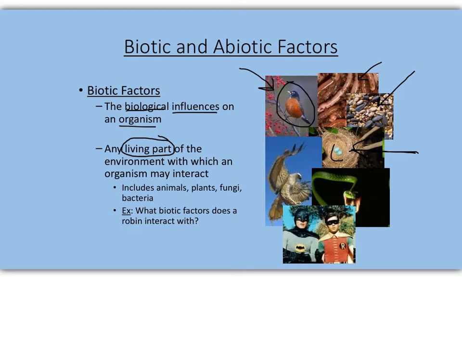These eggs would be biotic because they are currently alive. Now other animals can factor in too. Other birds, like these predatory birds, or a predator like the snake, would be a biotic factor. And then of course, the main biotic factor of robin is Batman.